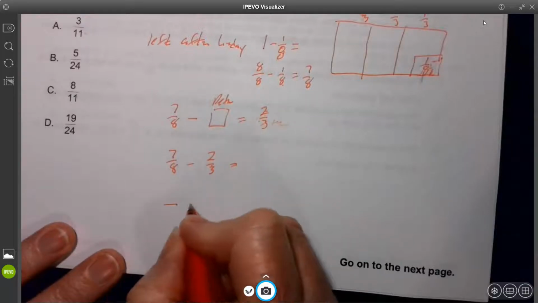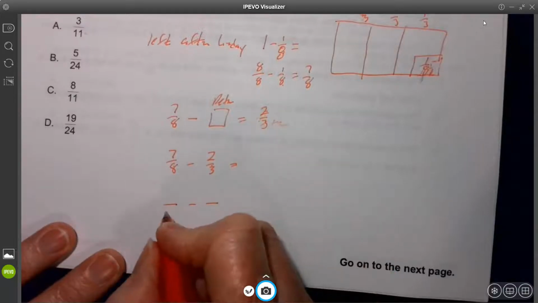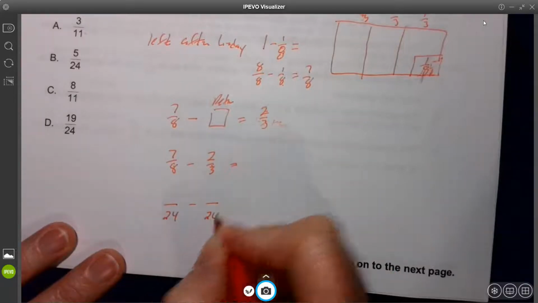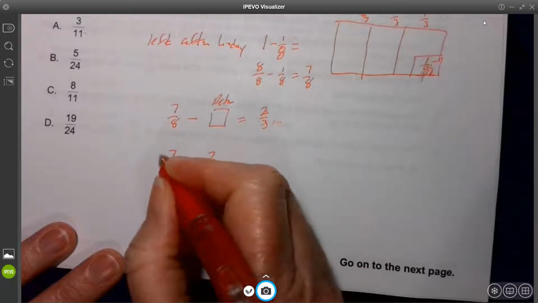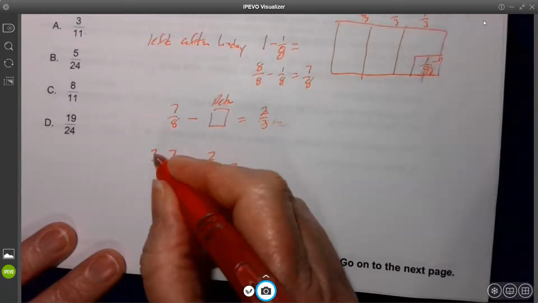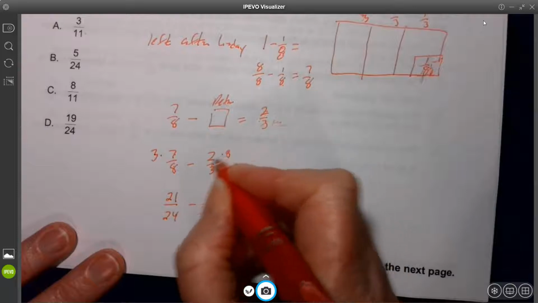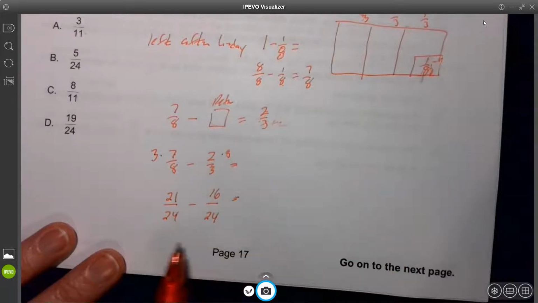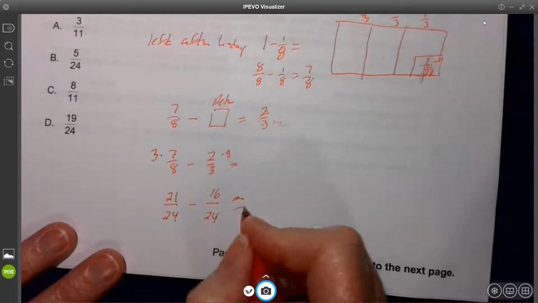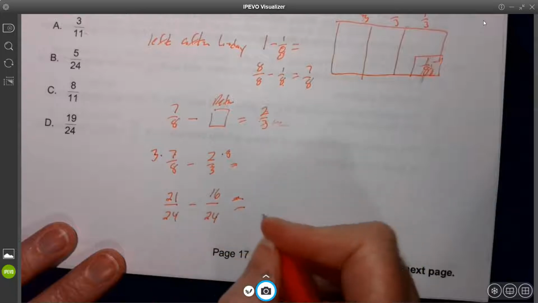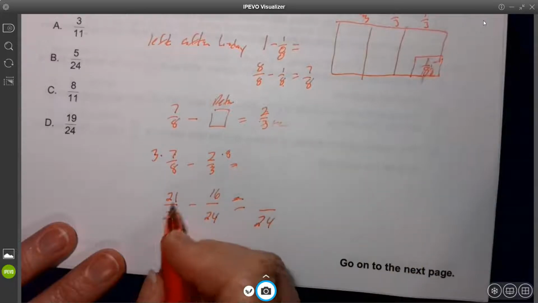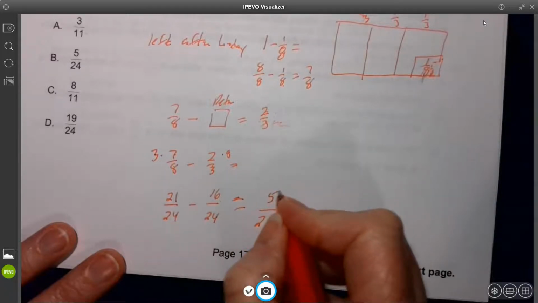But even better is let's get a common denominator. The easiest one is 24. 8 goes into 24 3 times, so I multiply by 3. 7 times 3 is 21. 3 goes into 24, 8. So 2 times 8 is 16. Remember, when you subtract fractions, you only subtract the numerators. The denominator stays the same. 21 minus 16 is 5. There we go. Okay, good.